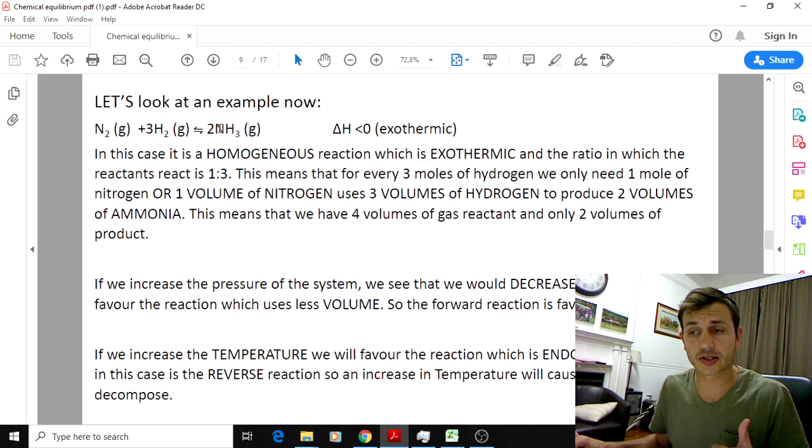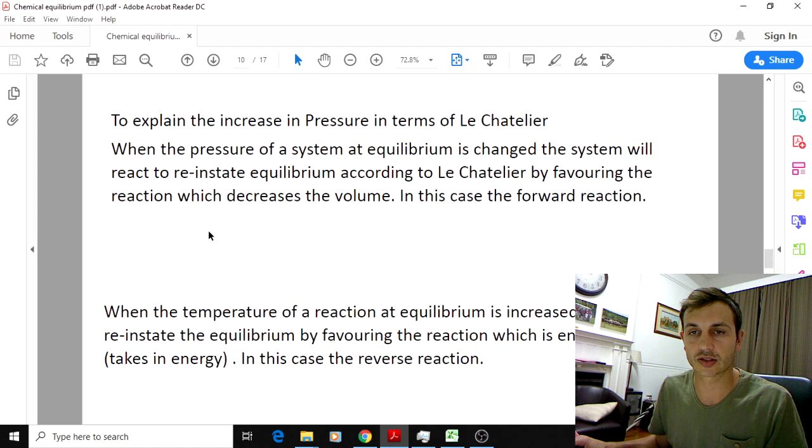The same is true if we decrease the pressure. Decreasing the pressure means you now need to counter that by increasing the pressure. So that means it's going to favor the reverse reaction to counter the disturbance that you experienced there. I hope that makes sense. So we've now discussed the temperature factor, the pressure factor, and we need to still look at the concentration factor. We'll have a look at that just now.